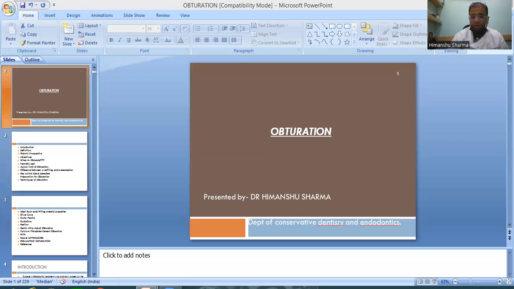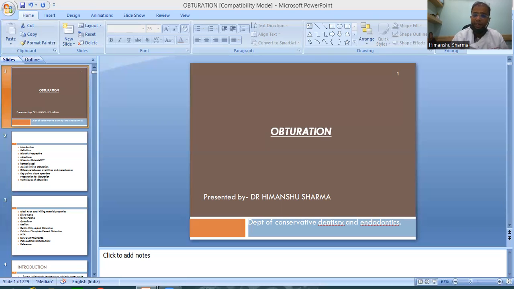This is a table showing the requirements of an ideal root filling cement, like a sealer. It should be easily introduced into the canal. It should seal the canal laterally as well as apically. It should not shrink after being inserted. It should be impervious to moisture. It should be bacteriostatic, or at least not encourage bacterial growth.